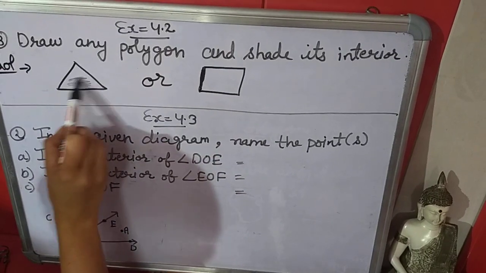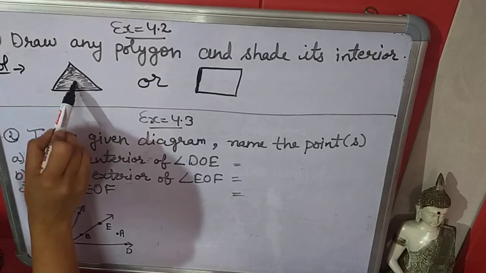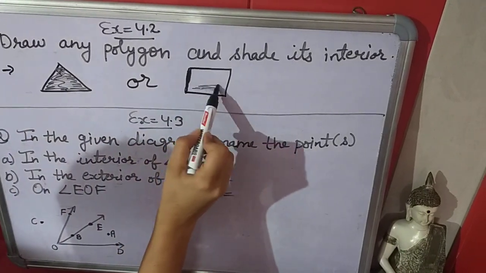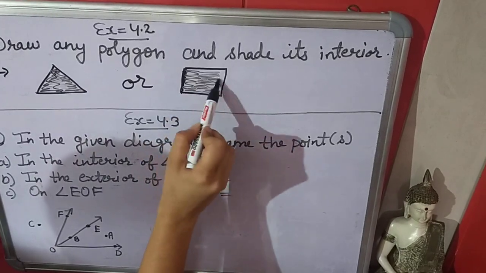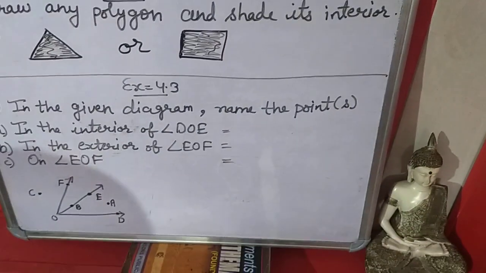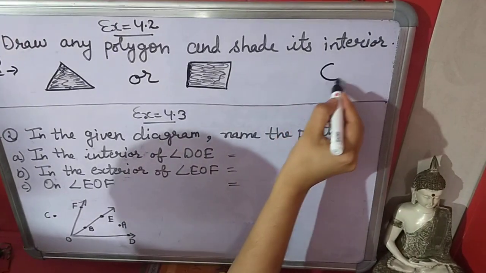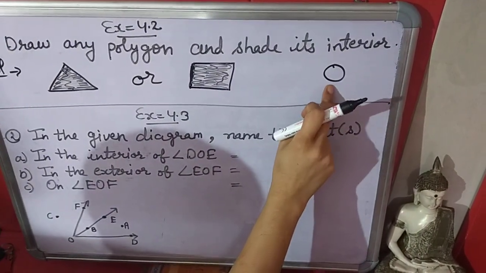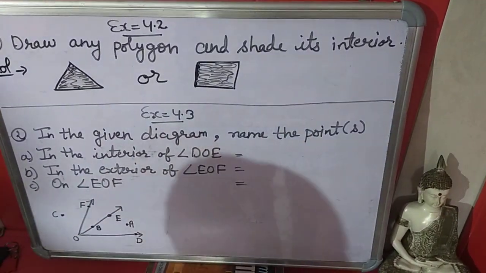So shade it with pencil. You have to draw this figure with pencil. Don't use a pen. When you are drawing any figure in maths, use a pencil, not a pen. Okay. And one more thing: if I make a circle, this is not a polygon because it is in a curve shape. Okay? So this is not a polygon.